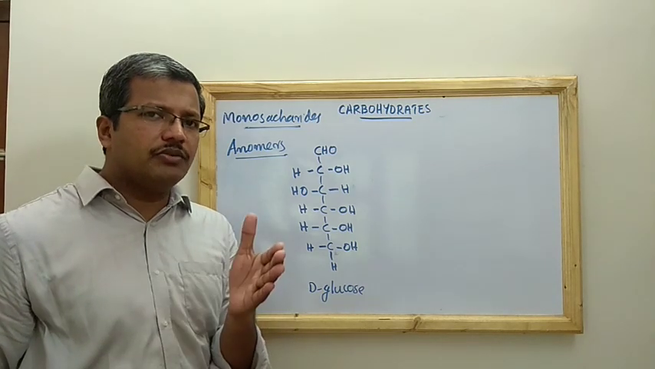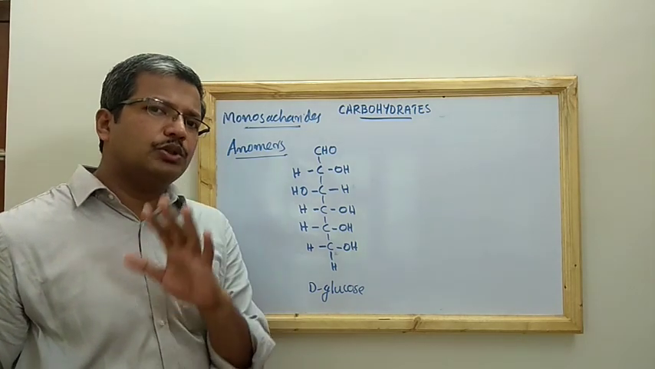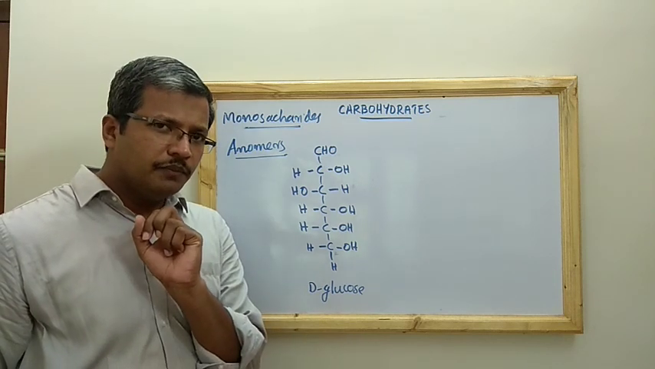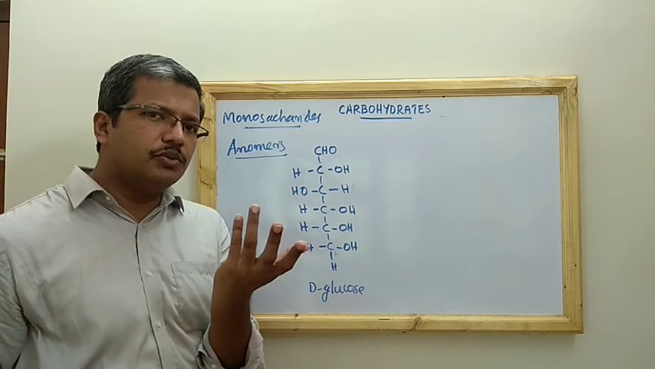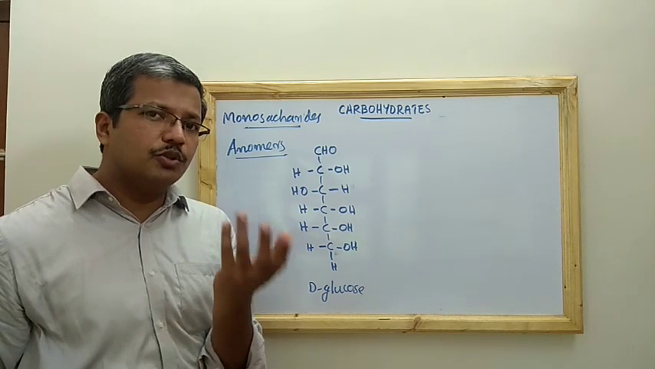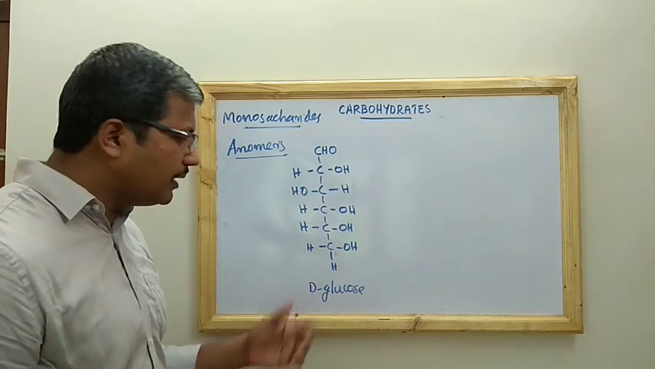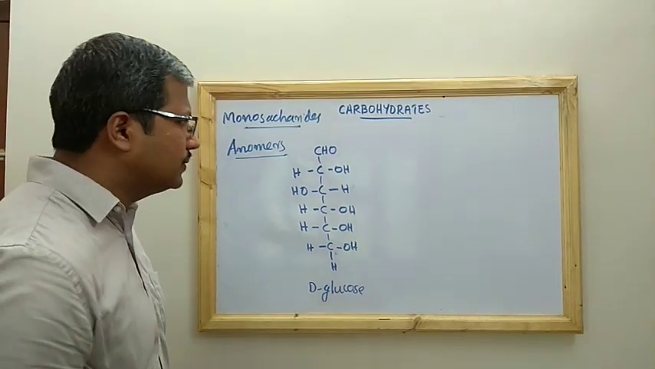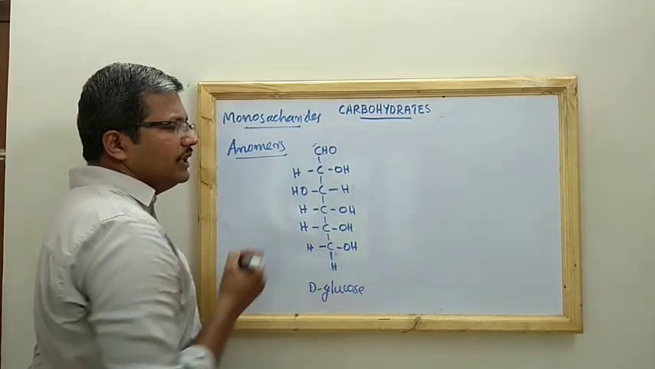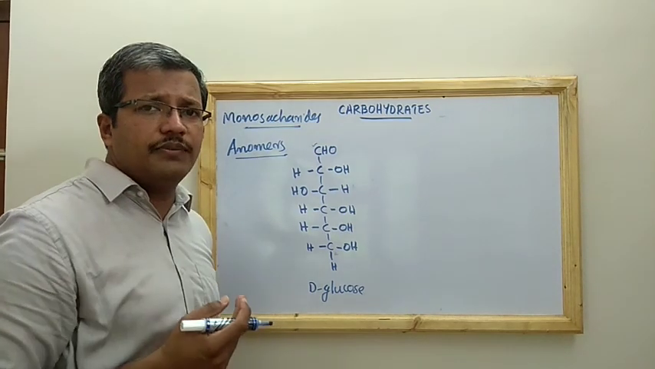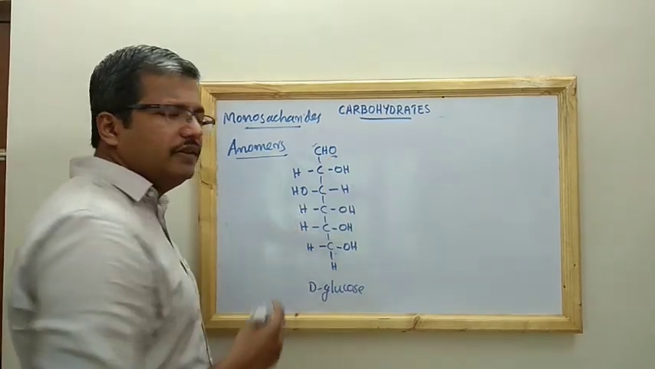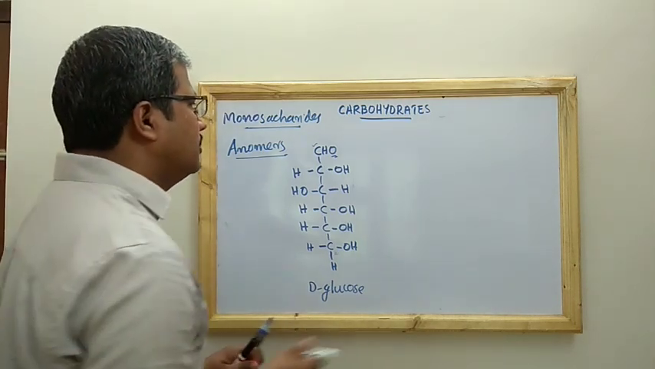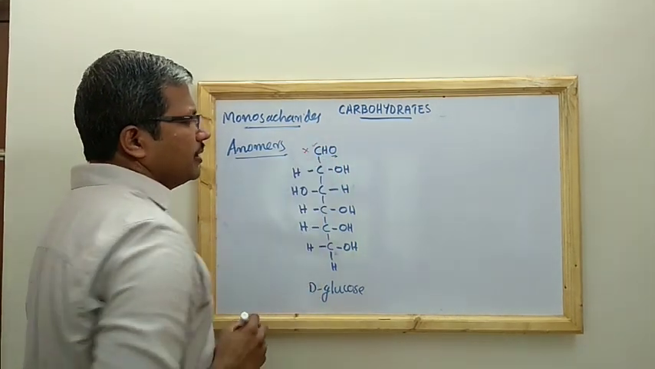If there are n asymmetric carbons, 2 raised to n isomers will be there. If it is 1, 2 raised to 1, that means 2 isomers. If it is 2, then it will be 2 raised to 2, that means 4 isomers. Now let us count the number of asymmetric carbons in D-glucose. You can see here in this C, 2 valencies are filled by the oxygen itself. Therefore, that first carbon is not an asymmetric carbon.